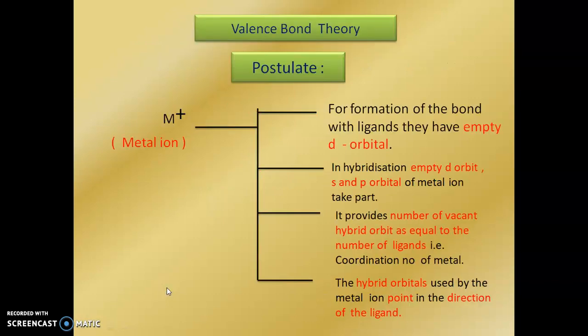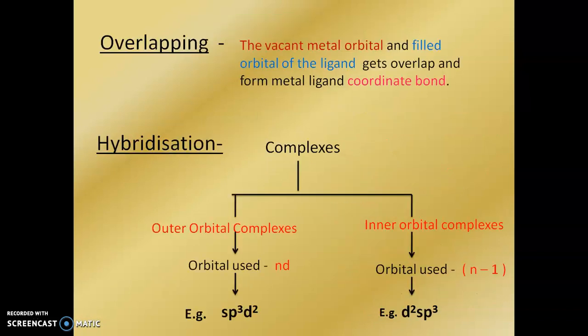First, we see the postulates of valence bond theory. The metal ion provides empty d orbitals along with s and p orbitals. It also provides a number of vacant hybrid orbitals equal to the number of ligands. The hybrid orbitals used by the metal ion point in the direction of the ligands. According to overlapping, the vacant metal orbital and the filled orbital of the ligand overlap and form a metal-ligand coordinate bond.